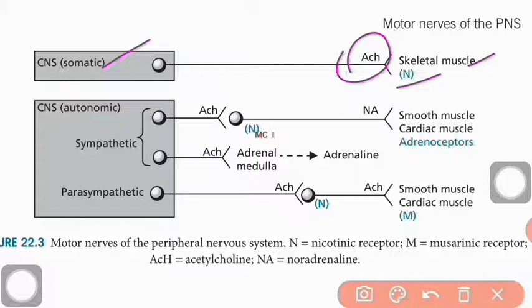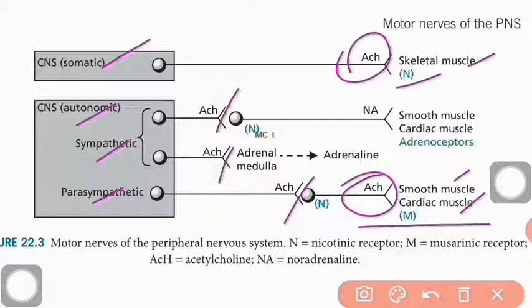The neurotransmitter is acetylcholine. In the autonomic system, sympathetic and parasympathetic, the preganglionic neurotransmitter is acetylcholine. Only in the parasympathetic smooth muscle and cardiac muscle is acetylcholine the neurotransmitter. So, this we have to remember. Acetylcholine is present in all places throughout the body, so it cannot be given as a drug.